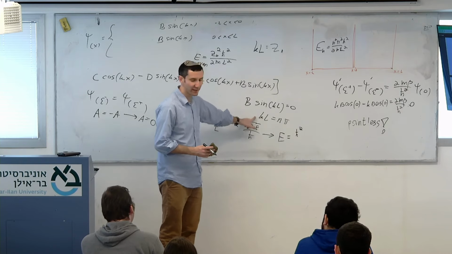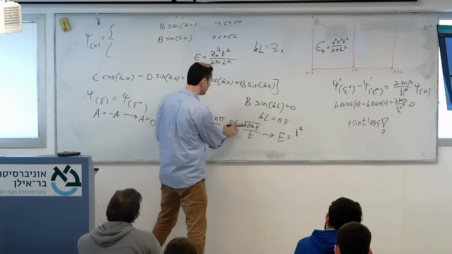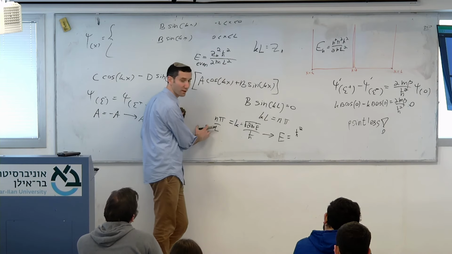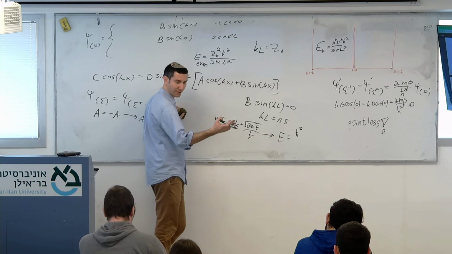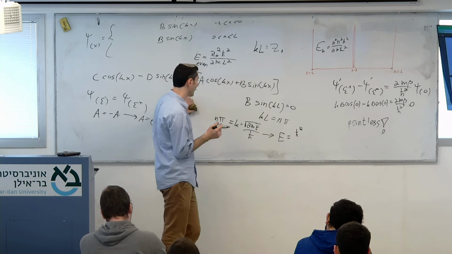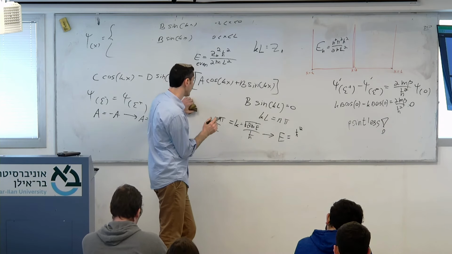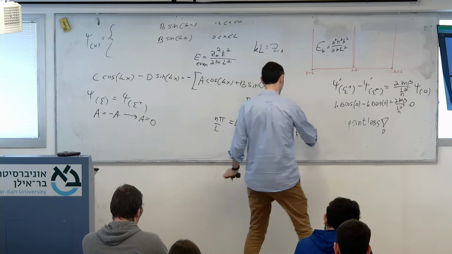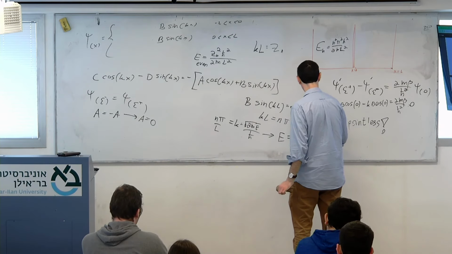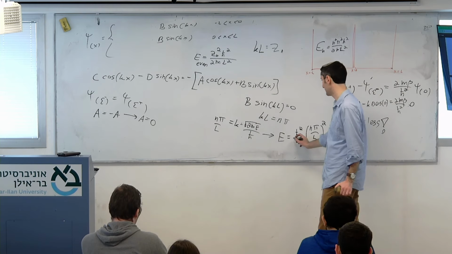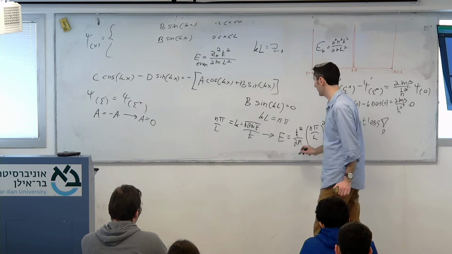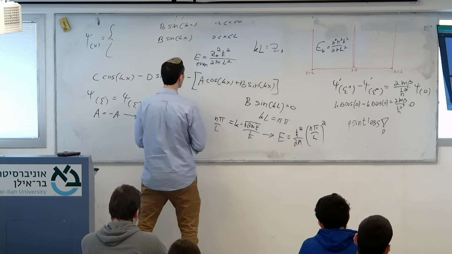Yes. Therefore, KL is n pi. Therefore, K must be n pi over L. I also know that K is the square root of 2mE over h bar. Therefore, I can extract E and say that E is h bar squared times n pi over L squared, divided by 2m, right? Let's write it a little nicer.